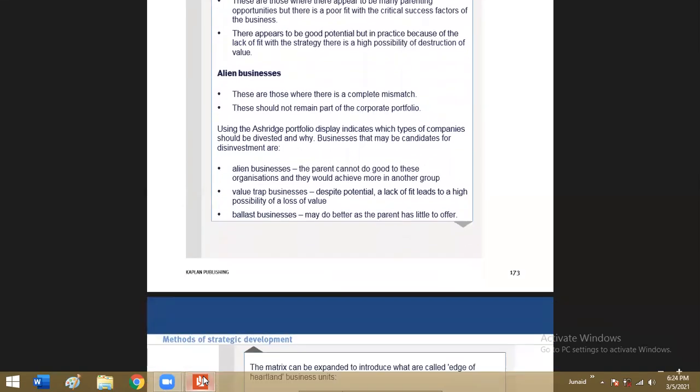Alien businesses. These are those where there is a complete mismatch. They should not remain part of the corporate portfolio, because there is no ability and no opportunity. So don't go into that market.